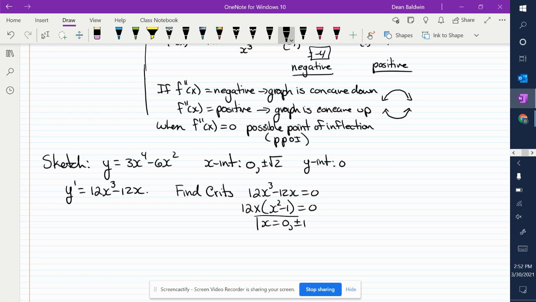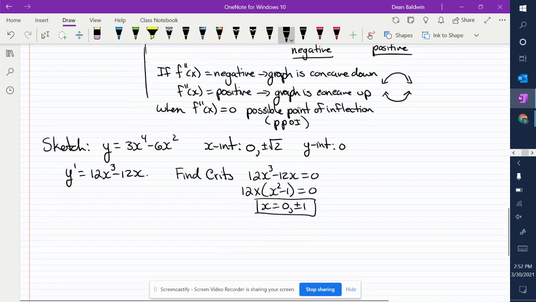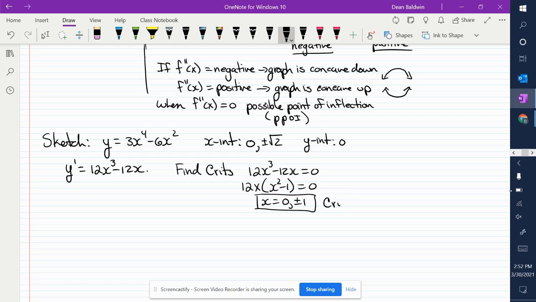Does everybody understand that? All right, those are your crits. You're going to get a mark for that. You're going to get a mark for the derivative. You're going to probably get a mark for finding your crits. All right? Then we need to find the second derivative. Get a mark for doing this. What's the second derivative? 36x squared minus 12.